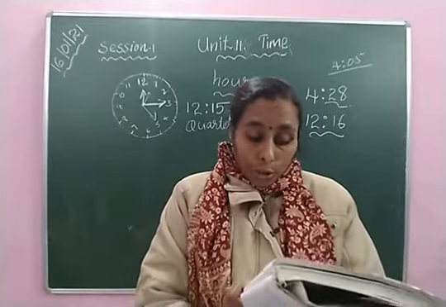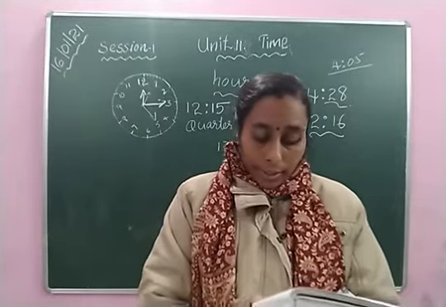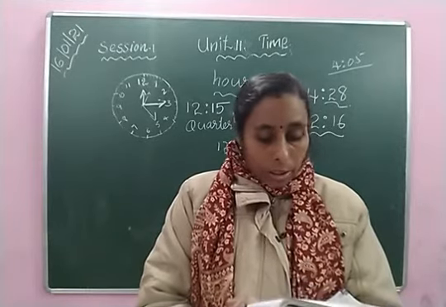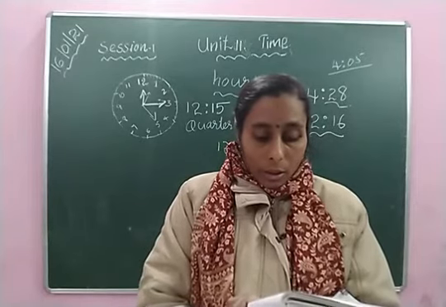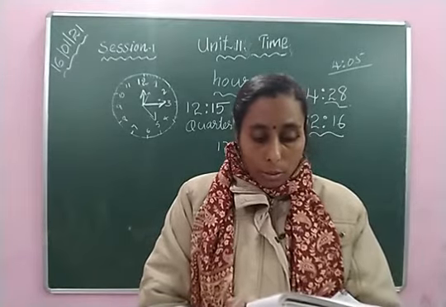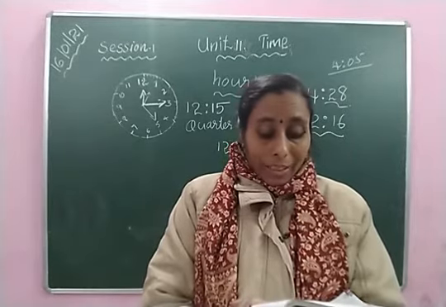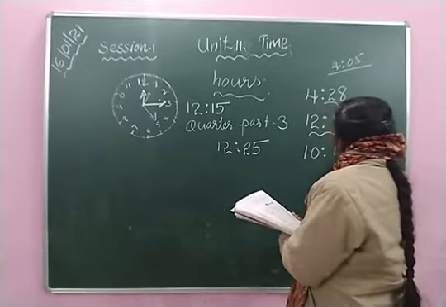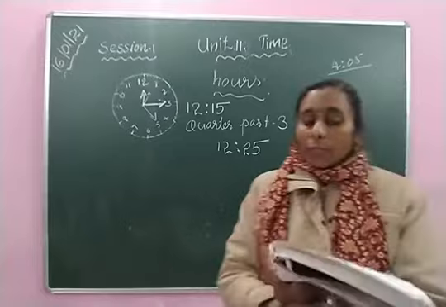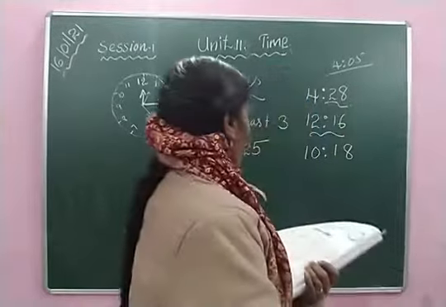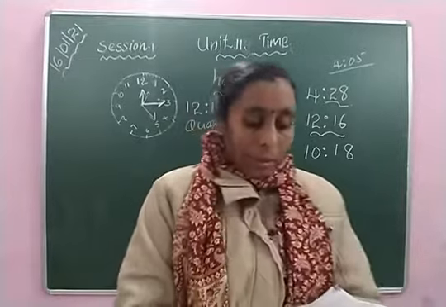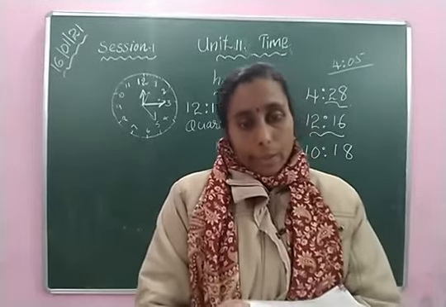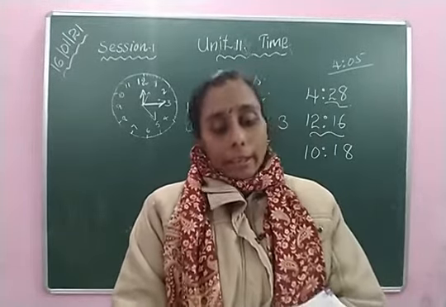Next one. Here the short hand is at 10 and the long hand is at 3, but it is not exactly on 3. How many lines are covered? 1, 2, 3. 3 lines. We can write 10:18. 3 fives are 15, then 16, 17, 18. So 10:18, or 18 minutes past 10.